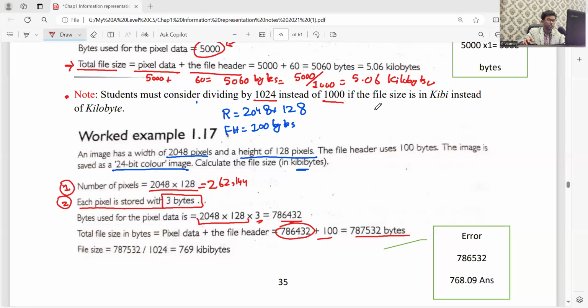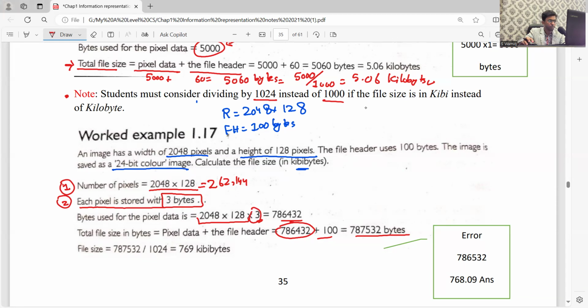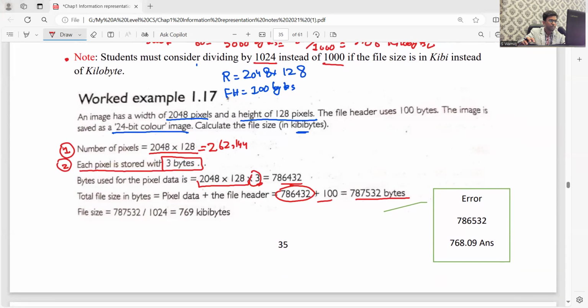I hope this is also clear to all of you, but one question could be asked: in this question they said that the image is a 24-bit color image, but what you have done is multiply the number of pixels by 3. So where did this 3 come from?